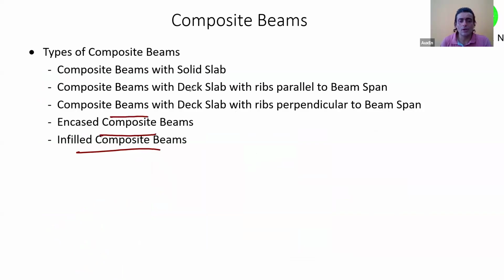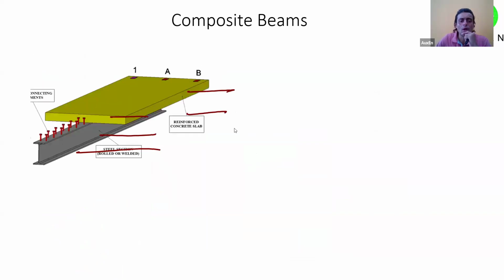Now the two types that I did not discuss were the composite beams with deck slabs. So I'll just take you to deck slab photo. All these images have been taken from the internet. So this is a typical composite beam with solid slab cross section that you can see. Below is an I section. On top of it is a solid slab.